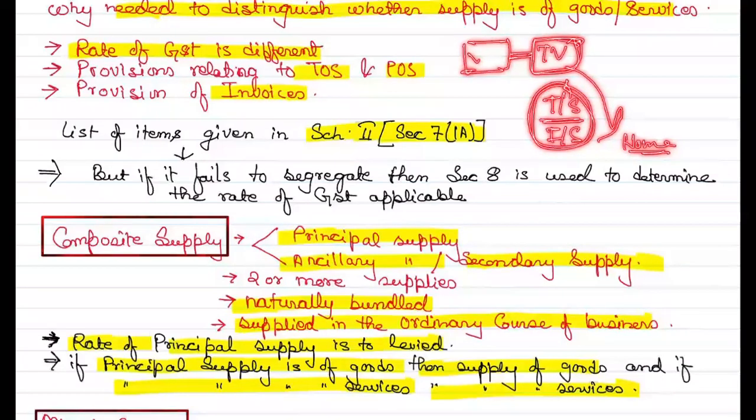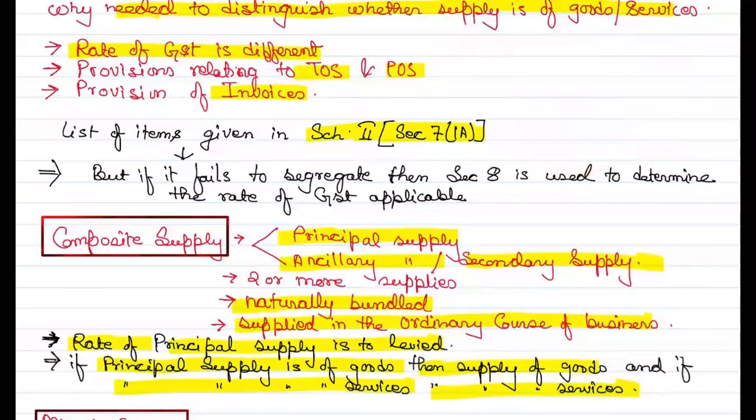Definitely here the principal supply is the TV, and TV is a good. So this will be a supply of goods. And whatever rate is applicable on TV, the same rate will also be applied on the other services. Is that clear? That is how they are doing it after Schedule 2. Any doubt till now? I told you, it's very simple. Composite supply is very simple.